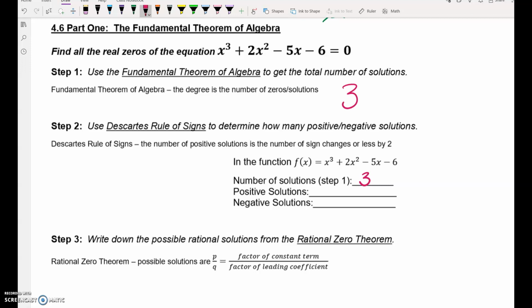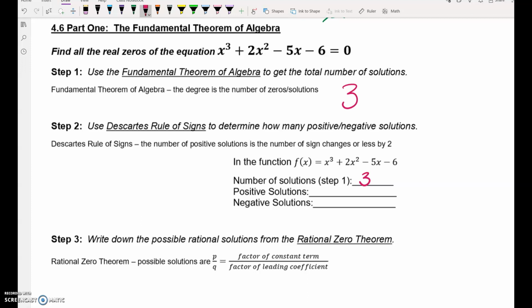Next, we're using Descartes' rule of signs. Now, the nice thing is you don't have to memorize what all these steps are called. That's my job. You just have to know how to follow these steps. Descartes' rule of signs allows you to determine how many positive or negative solutions there might be. The number of positive solutions is the number of sign changes or less by 2.